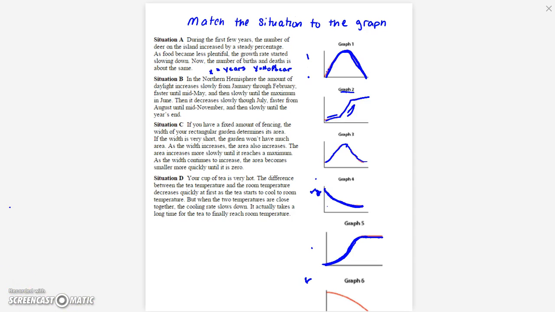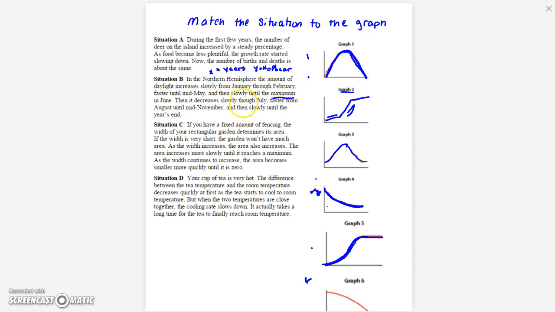Situation B, in the northern hemisphere, the amount of daylight increases slowly from January to February, faster until mid-May, then slowly again until the maximum in June. So maximum, that's a key word I want you to realize. So let's take a look at maximum. Then it decreases slowly through July, faster from August till November, and then slowly until the year's end.